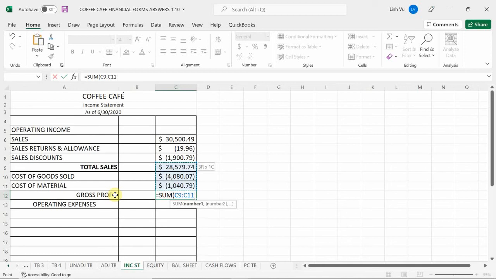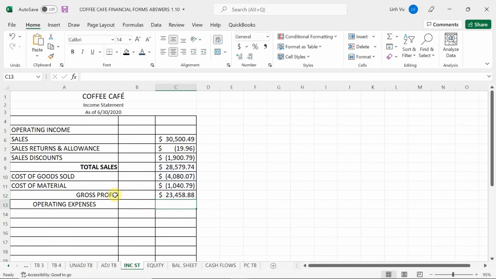Starting with the $28,579.74, I subtracted out my cost of goods sold for $4,080.07, and I subtracted my cost of materials, which was $1040.79. So in this case, what is my grand total gross profit? $23,458.88. Good. So that's my gross profit. This is all directly related to just selling my product.